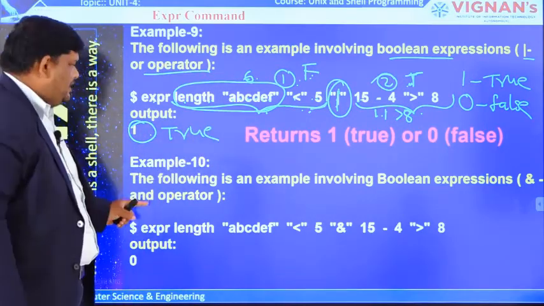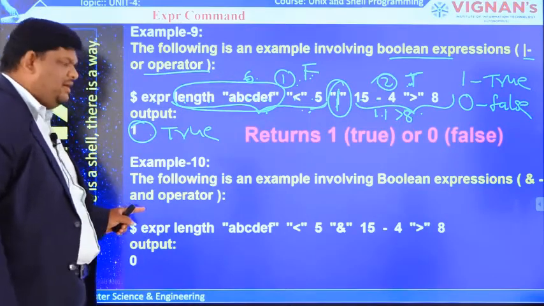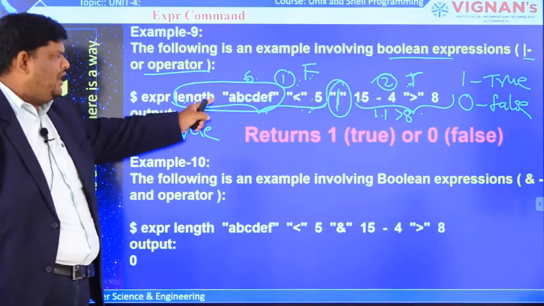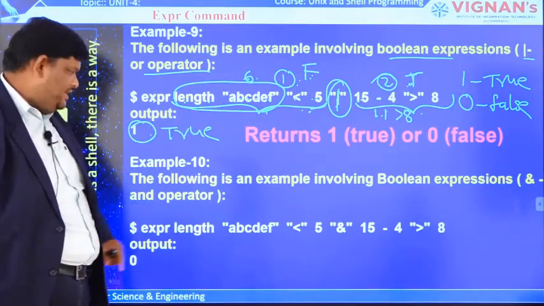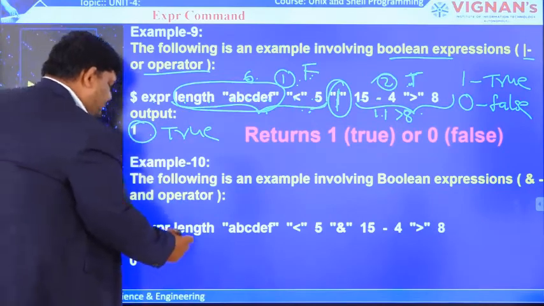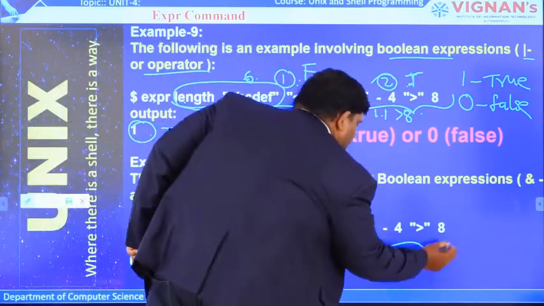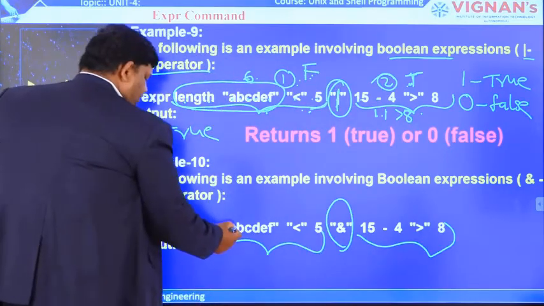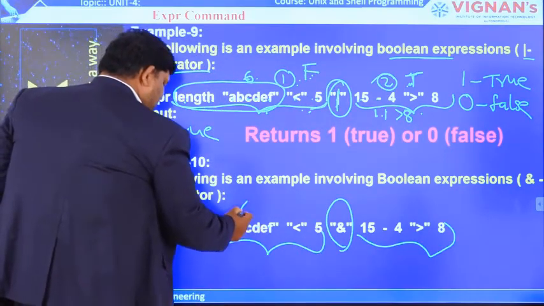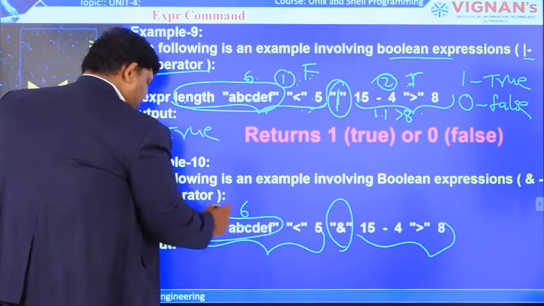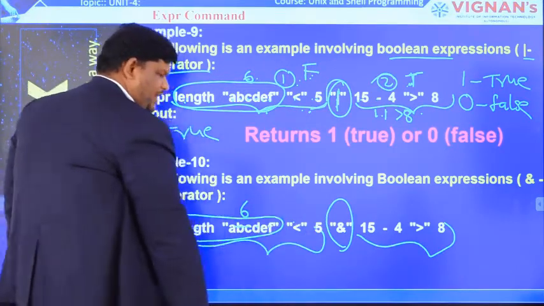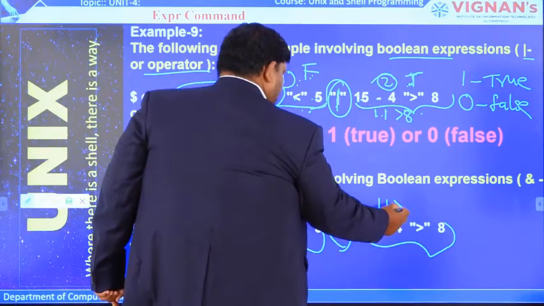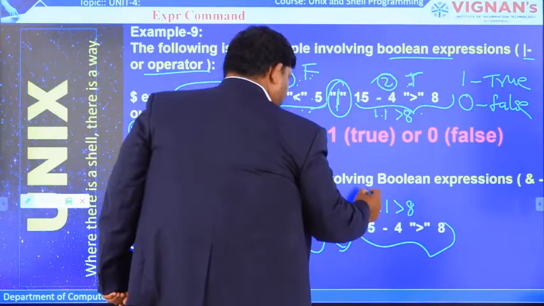Similarly, let us consider the Boolean expression with the logical AND operator. We saw how the OR operator works, now the AND operator. Consider the same example. We have to find the result of this one and of this one. First, the length of ABCDEF is 6, and 6 less than 5 is false. Now 15 minus 4 is 11, and 11 greater than 8 is true.